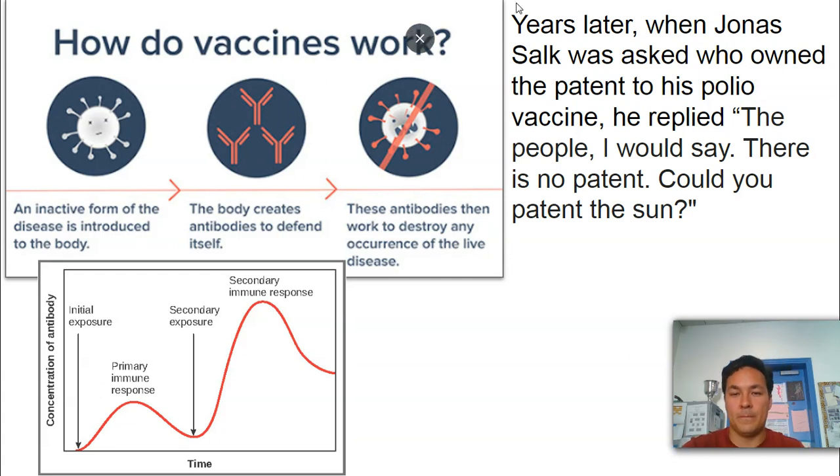And I'll leave you with this quote, right? Years later, when Jonas Salk, who got this from working with HeLa cells, so thank you, Henrietta Lacks, was asked who owned the patent to his polio vaccine, he said, the people, right? There is no patent. Could you patent the sun? And so I hope that that comes out of this too.